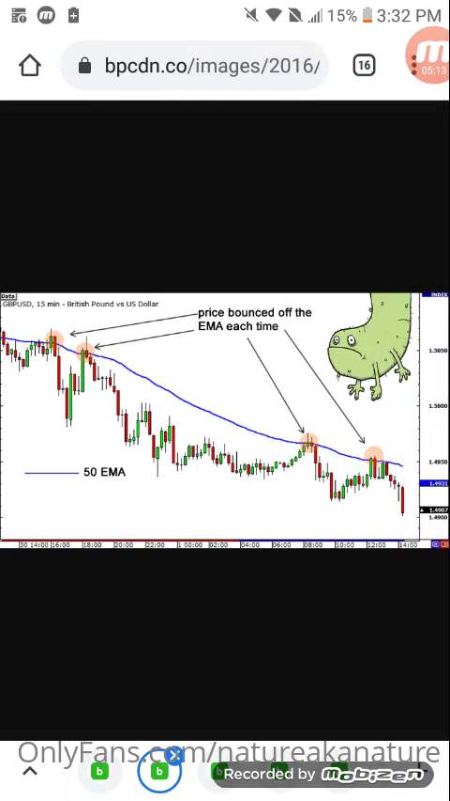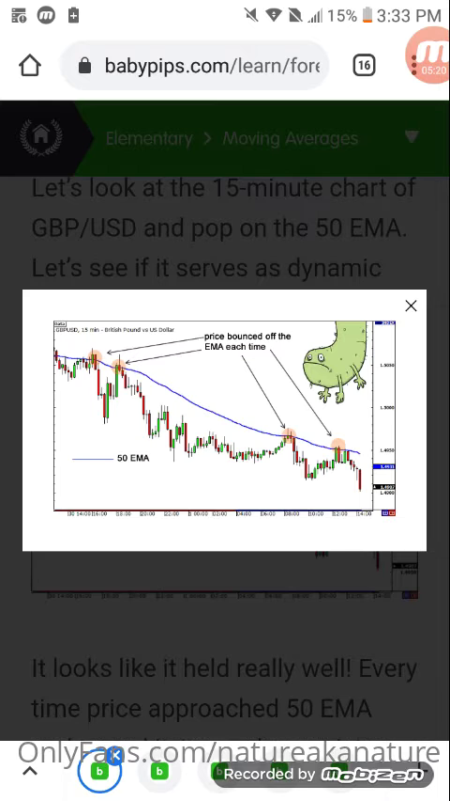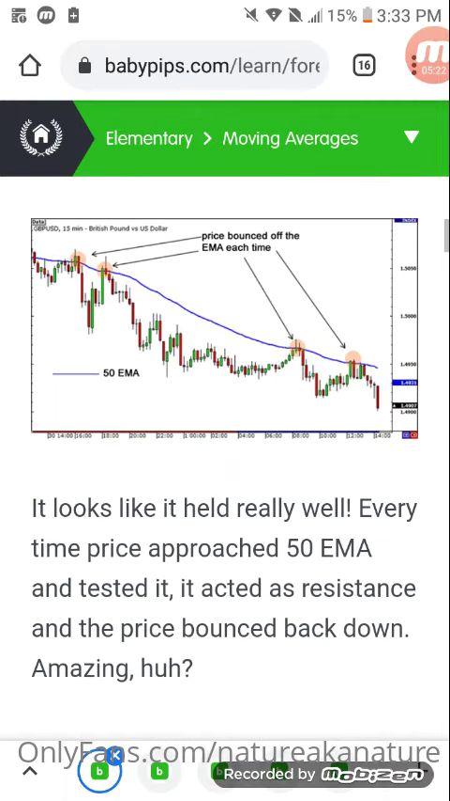So price bounces off the EMA each time. Not once, not twice, but 4 times off the 50 EMA. It looks like it's held really well. Every time price approaches the 50 EMA, it tests it and acts as a resistance. As price bounces down, amazing, huh?